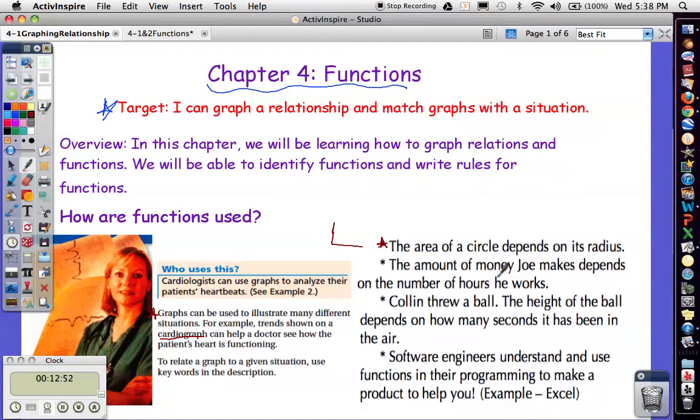Doesn't always have to be a line. A lot of you are already thinking about lines, and that's great, but it doesn't have to be a line to be a function. Colin threw a ball in the air. The height of the ball depends on how many seconds it has been in the air. What's going to happen to that ball if you throw it in the air? You're going to throw it up in the air, and then after so many seconds, it's going to come back down from the air. So something like that. It may not be exactly that curve, but those can be functions.